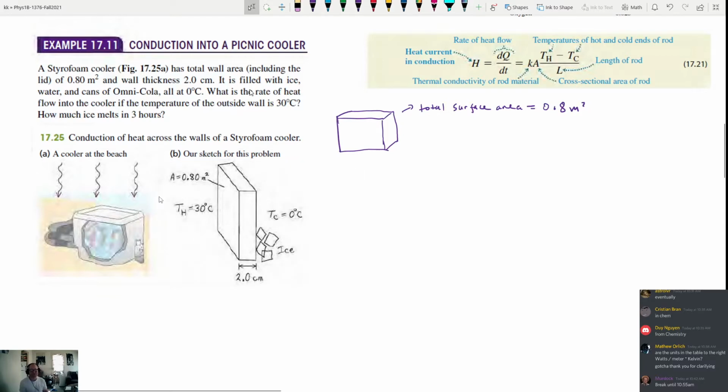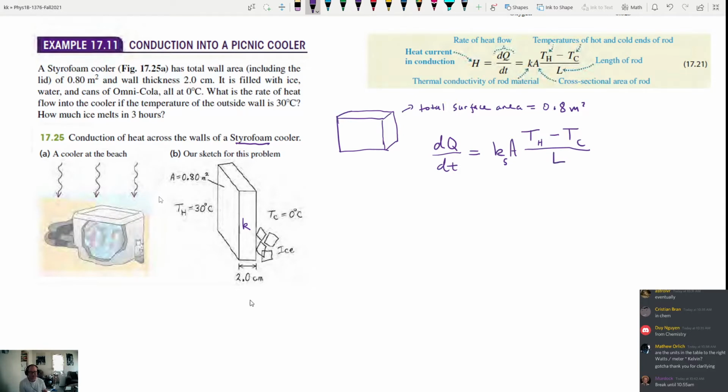This is definitely one of those plug and chug problems. It first asks us to find the rate of heat flow into the cooler if the outside wall is 30 degrees Celsius. So that's pretty straightforward. The heat flow, dQ/dt, or H, should be equal to K, the thermal conductivity of the material, which is styrofoam, so we need K for styrofoam. Then the area of the cooler, times the hot temperature, TH, minus the cold temperature, TC, divided by L, the thickness.